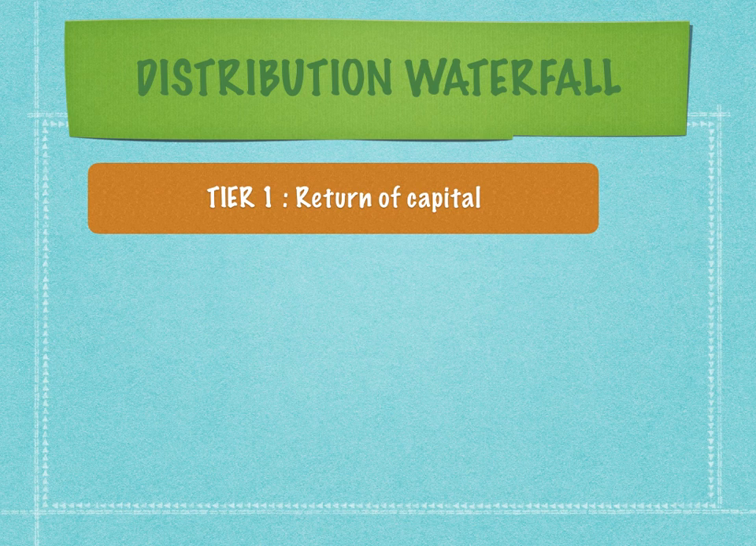First is the return of capital. This is called tier 1. Tier 1 is the return of capital. The first entities who get the capital back are the limited partners. The limited partners are entitled to getting their capital back on winding up of the hedge fund in the proportion to which they have invested into the hedge fund. This is the first tier. We'll be discussing each of these tiers in the upcoming slides.